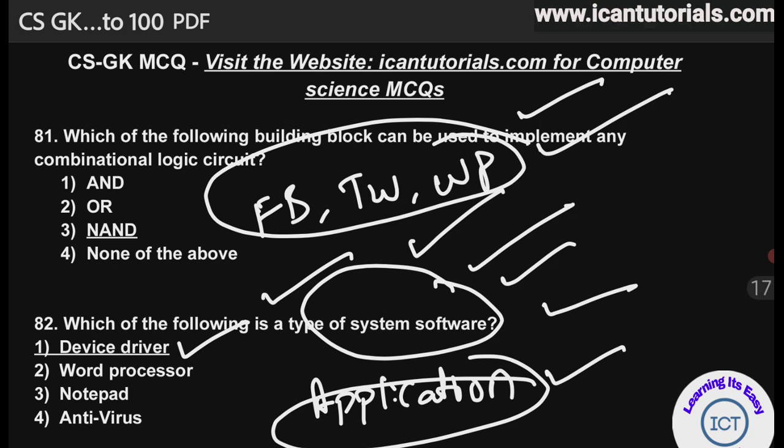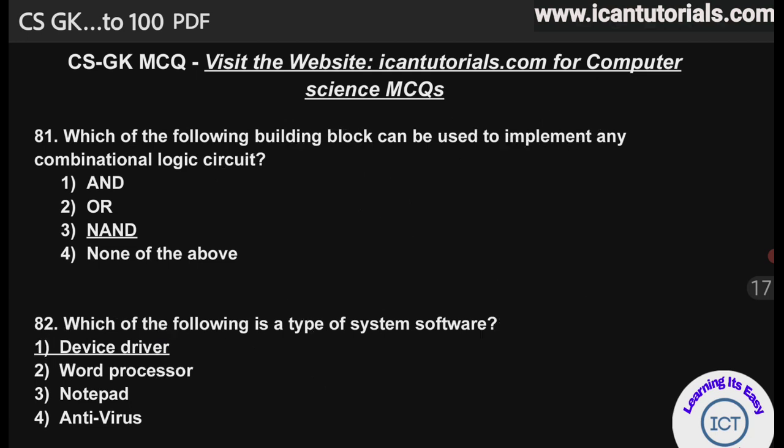A word processor, for example MS Word, MS Office, is application software. Without MS Office or MS Word, our computer will work properly. Without Notepad, also our computer will work properly. Without antivirus, also our computer will work properly. But without device drivers, we cannot use specific devices in our computer, so our computer or laptop will not work properly. So device drivers are examples of system software.